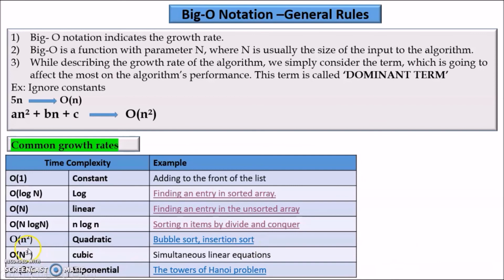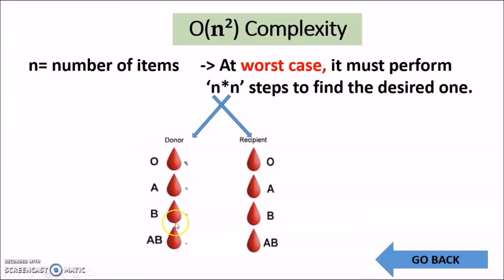My next is quadratic, which covers bubble sort and insertion sort. We discussed these two sorting algorithms enough in our previous classes. For the complexity n squared, n is the number of steps. In my worst case, it takes n into n steps to find the desired one.